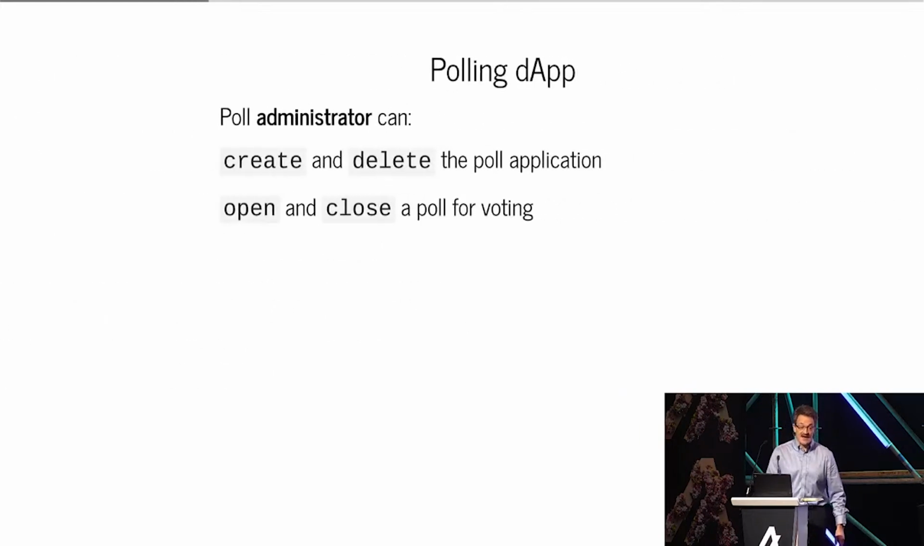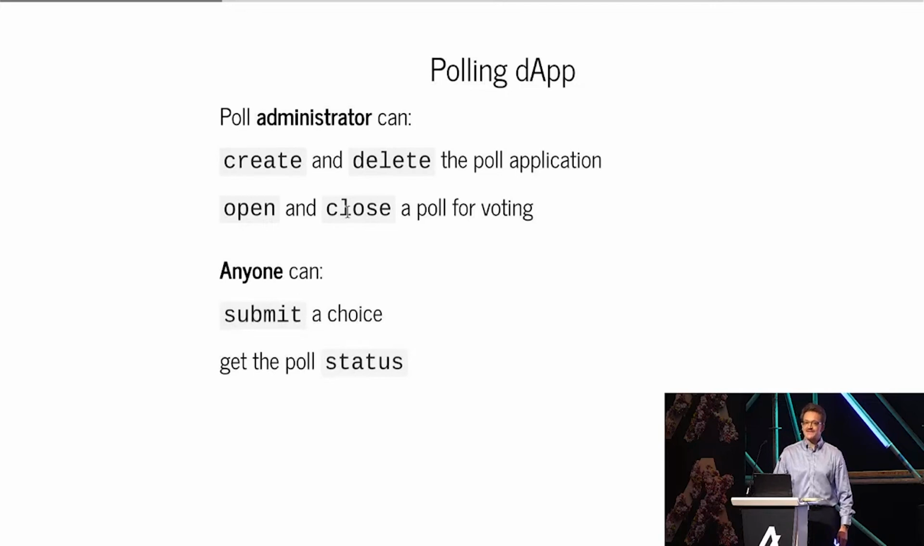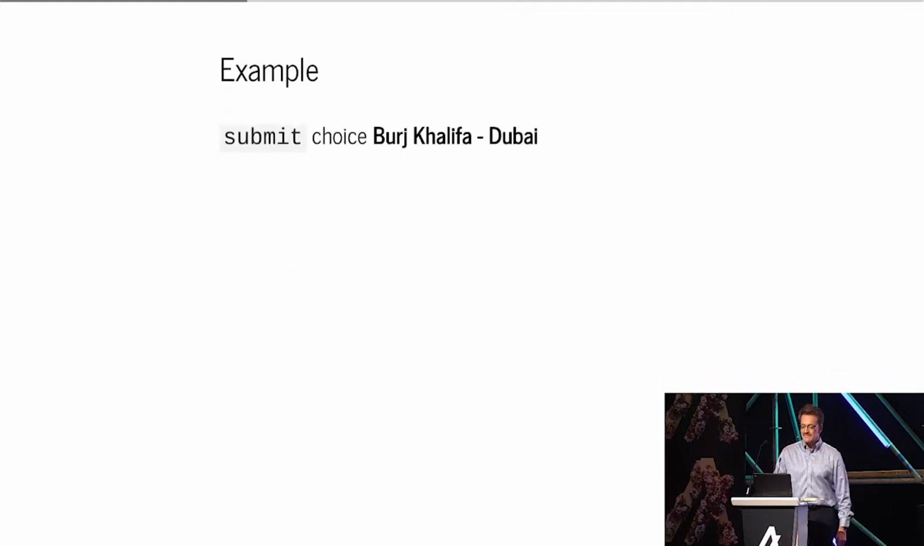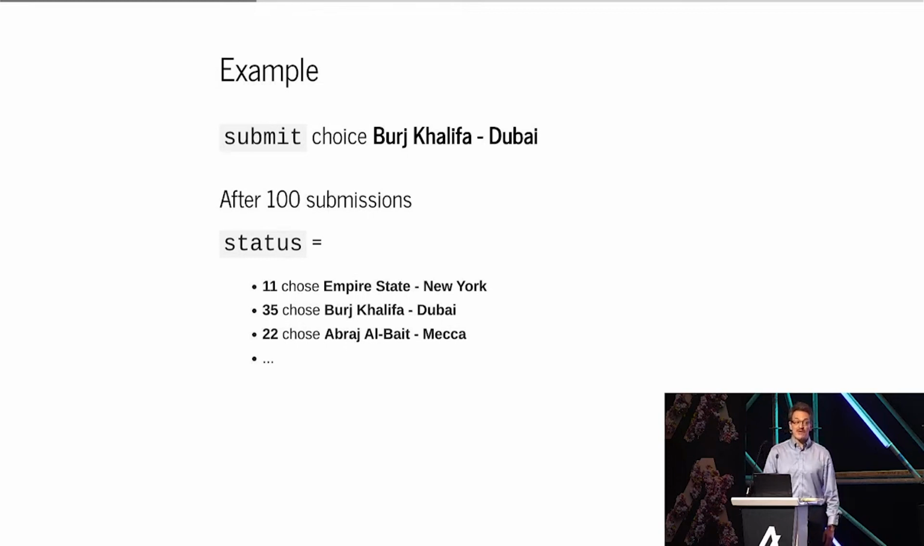Imagining how this dApp would look on the blockchain, you'd need to have an administrator that could create the app or delete it, and then open it up for voting and close it when the voting is complete. Once the app is open for voting, anyone ought to be able to submit their choice and also query for the status. What does that mean? Well, let's think of an example. I would definitely submit Burj Khalifa as my choice. And if we query for the status after 100 such submissions, perhaps we would see that 11 have chosen the Empire State Building in New York, 35 chose the Burj Khalifa, agreeing with me, and so on and so forth.